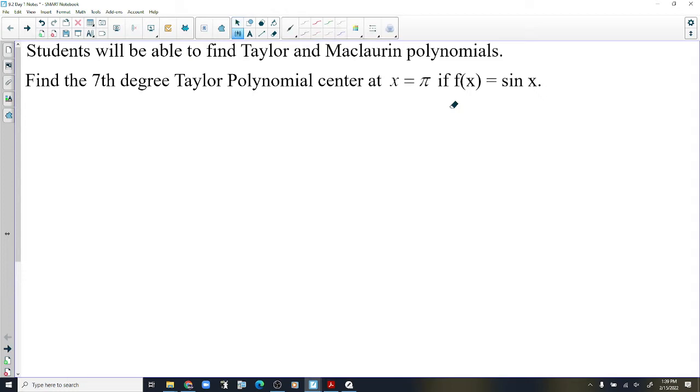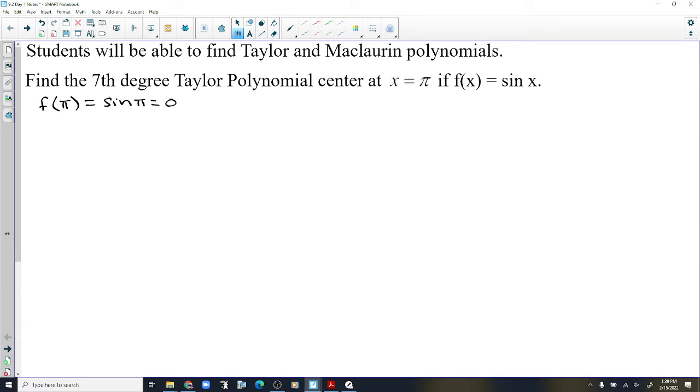All right, students will be able to find Taylor and Maclaurin polynomials. Find the 7th degree Taylor polynomial centered at x equals pi if f of x equals sine of x. So the first step on these is to find f of pi. We find the point. So sine of pi is 0.